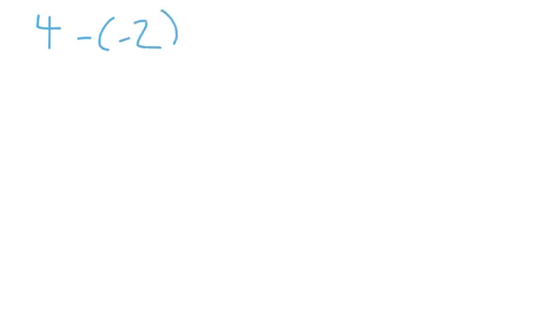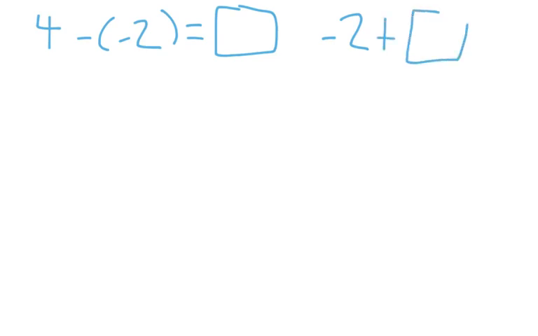My subtrahend is negative this time. But let's not let that bother us. We're going to be asking ourselves, what do I need to add to the subtrahend? So I'm subtracting a -2. I'm starting with a -2. What do I need to add to the -2 to get the minuend of 4?